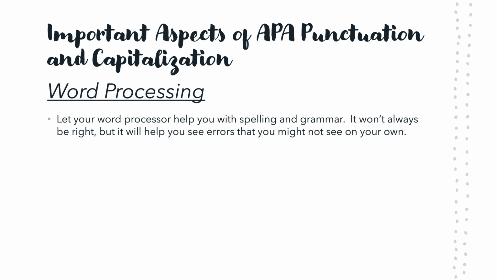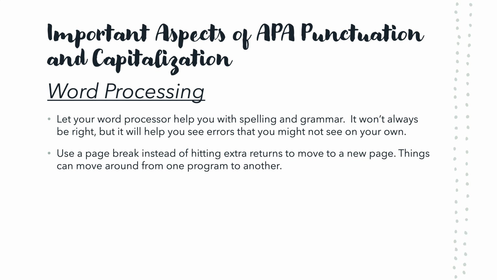Word processors are great. Let your word processor help you with spelling and grammar. It won't always be right, but it will help you see errors that you might not see on your own. An important thing when you're using a word processor is to let the program do the work for you. So please use a page break instead of hitting extra returns to move to a new page. Things can move around if you transfer from a Google Doc to a Word doc or to a PDF, or if you make some change later on in your writing process, it could change all your page breaks. So it's always best to use the tools that the word processor has ready for you.